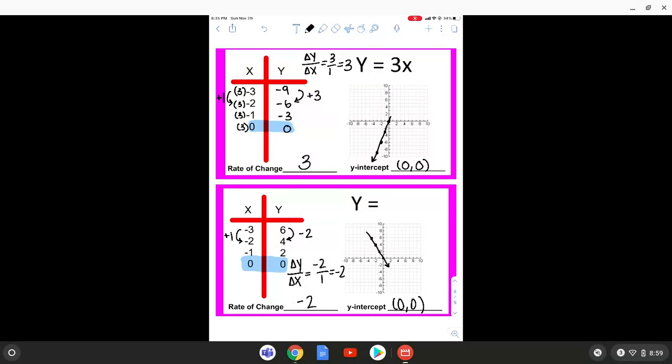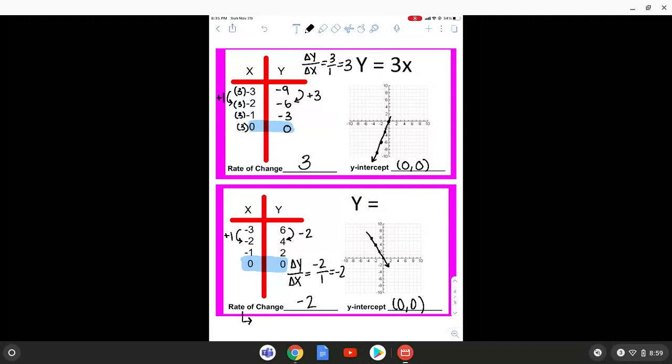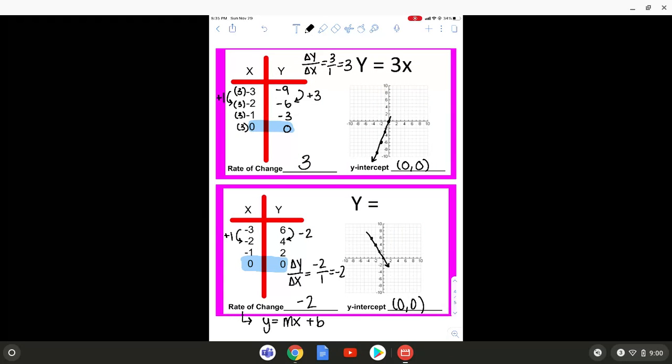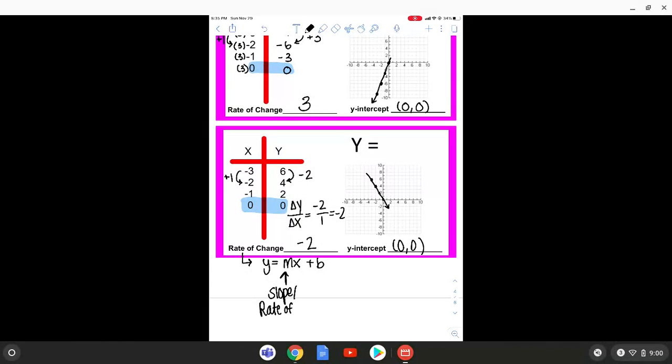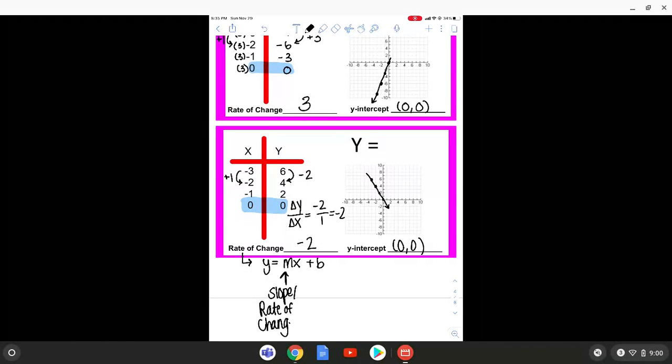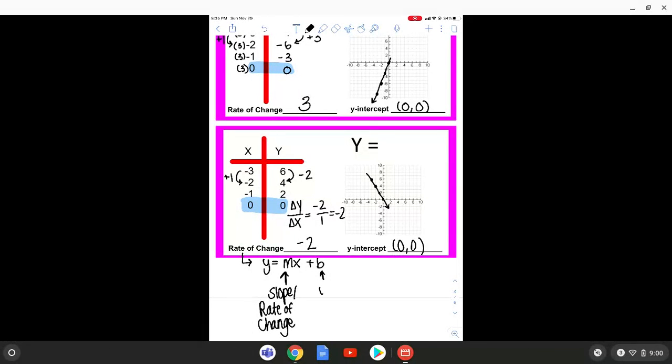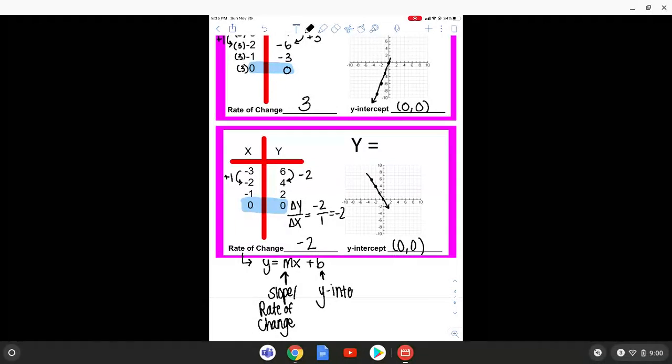Now we have to write our equation. So I want to remind you guys of that mx plus b that we saw earlier, and that's where we're going to really use this. So remember, the m is equal to your slope or your rate of change. So here, my m, or my rate of change, or my slope, any of them, we've got that figured out. And remember, the b is equal to your y-intercept. So it's equal to whatever the y coordinate is of that x equals 0 point.